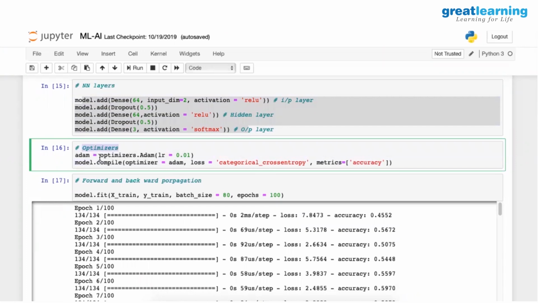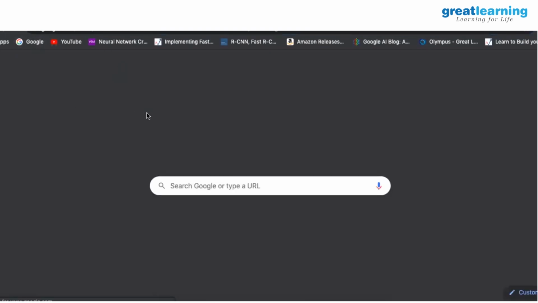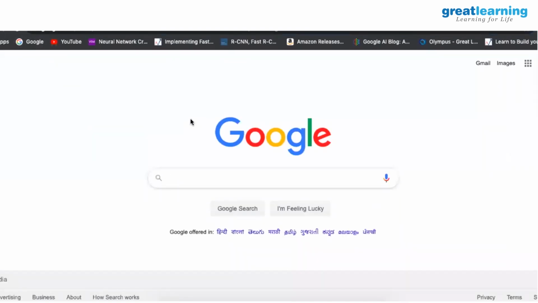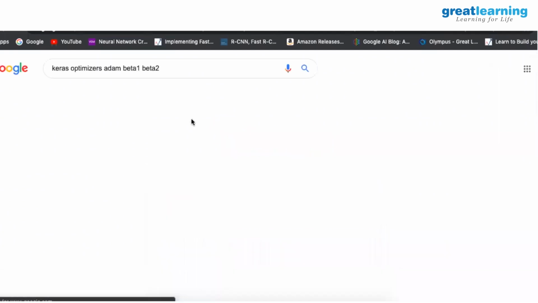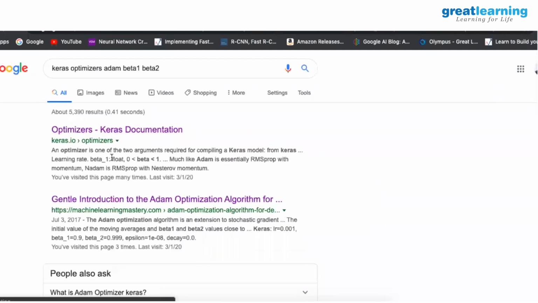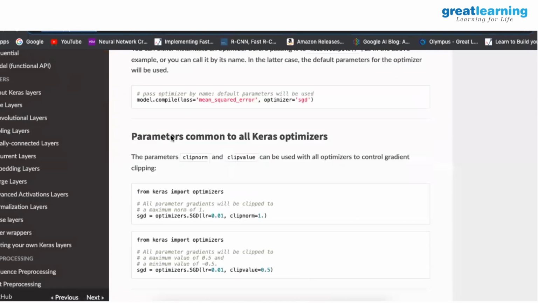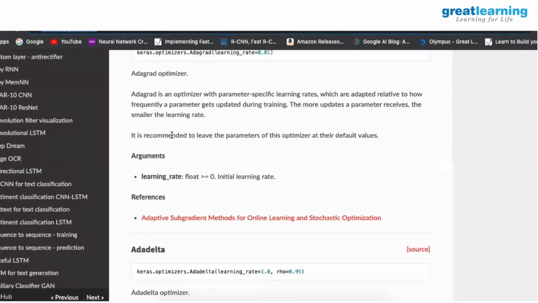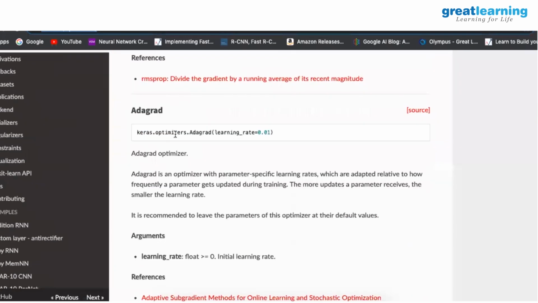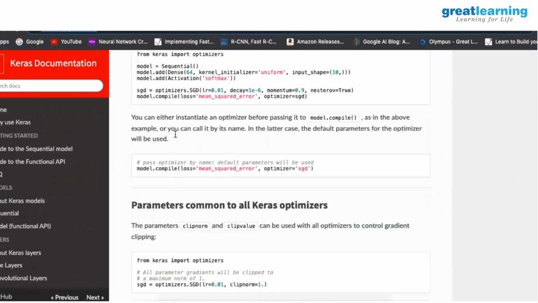There are so many optimizers available. If you want to see the list of optimizers, you can just go to Google and search Keras optimizers. This is the documentation which will help you understand all the optimizers available within Keras. I will show you each one in each case study: RMSprop, Adadelta, Adagrad, Adam, SGD, all of them one by one.